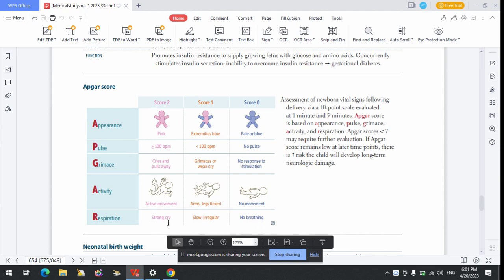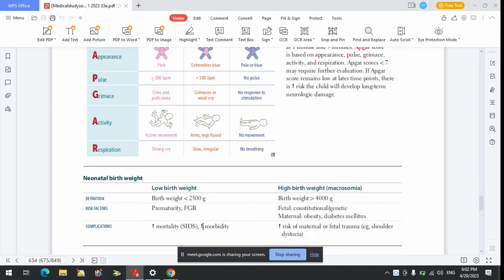So it's either the respiration is very strong or there's no respiration. If there's no respiration, zero. If there's no movement, zero. If there's no response to stimulation, zero. If there's no pulse, zero. So you can easily separate your zero parameters. If there's a strong cry, you give two for respiration. If the breathing is slow and irregular, you give one. So that's that.